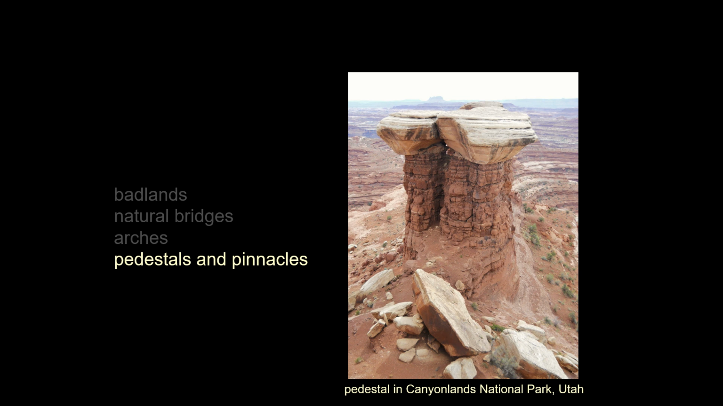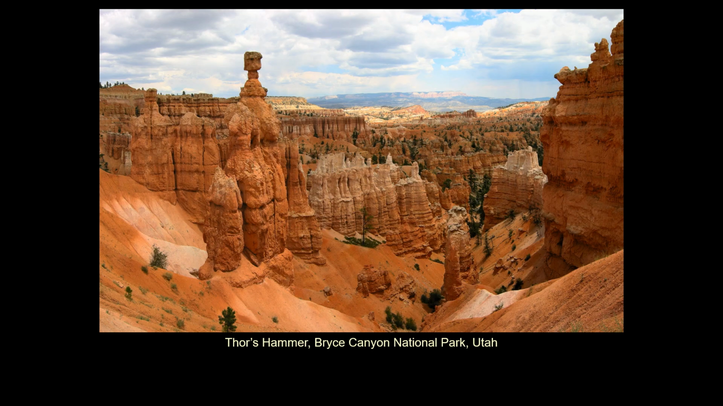And pedestals and pinnacles are also in this category of features that we see in mesa and scarp. Here we have the cap rock protecting softer rock down below, a pedestal in Canyonlands National Park in Utah. Thor's Hammer in Bryce Canyon National Park, another example of a pinnacle. So we have the tougher cap rock here protecting sandstone down below. And this is differential weathering; we looked at differential weathering in an earlier video.